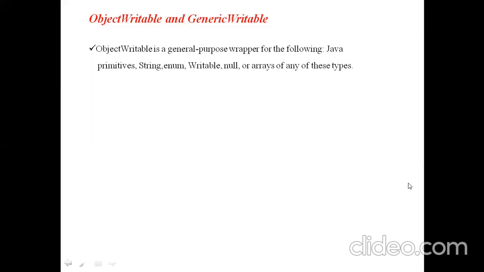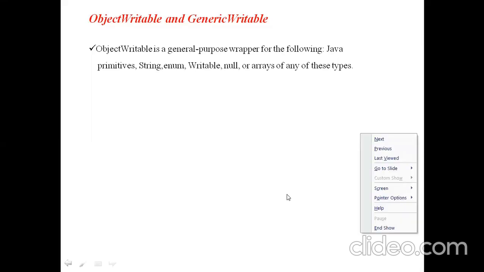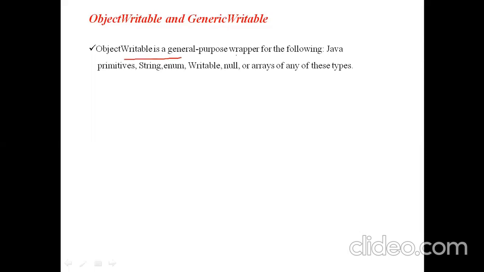See this one. This ObjectWritable wrapper class is a general purpose wrapper class for all the Java primitives. For strings, that is the Text class, it is the general wrapper class. Enum, writable, null, arrays: for all types of wrapper classes, the superclass is ObjectWritable. So if we don't know exactly what to use, simply we will go for ObjectWritable. If we have doubt whether to use BytesWritable or not, simply we use ObjectWritable. Clear.